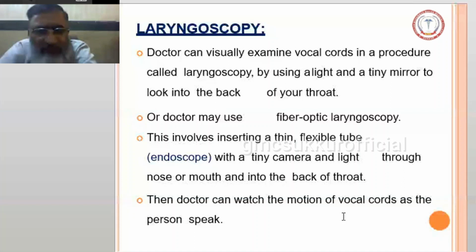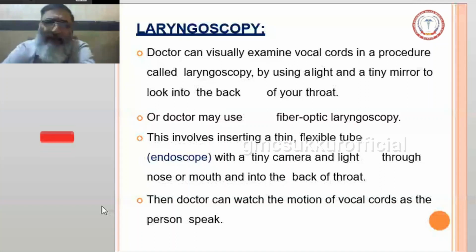So laryngoscopy is of two types. One is the flexible laryngoscopy, where you use fiber optic material and local anesthesia to see the movements of the vocal cords. The other is the rigid endoscope, which we use under general anesthesia, where we see the movements of the vocal cords. Biopsy: whenever you suspect there is a mass or tumor, you should go for the biopsy.